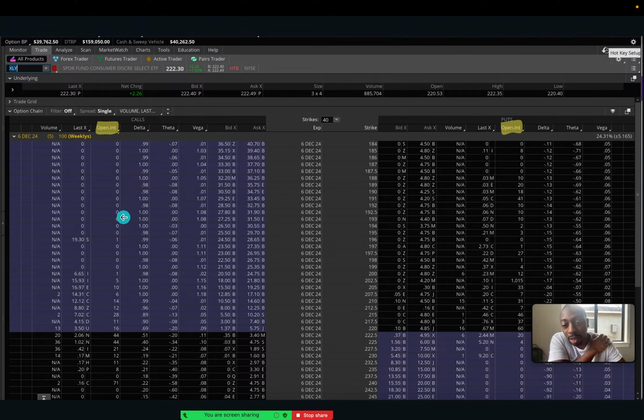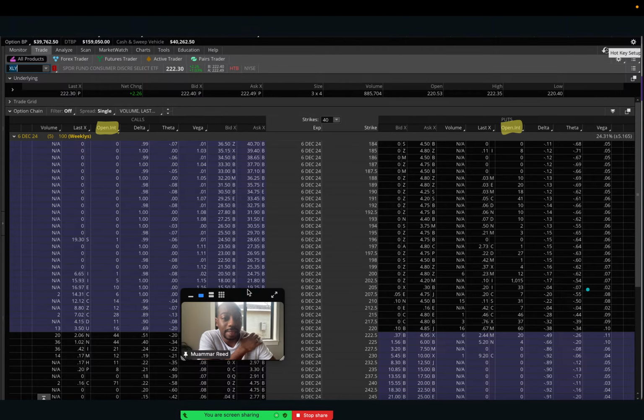So on the call side, the best strike price that I see here is the 215, and that only has 28 open interest. And so I don't like that. So I probably wouldn't trade anything inside of this December 6th expiration date. So looking at the other side, just looking at the put side of the equation, December 6th expiration date, right?